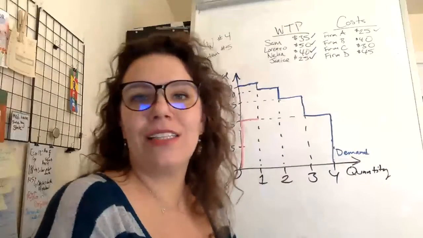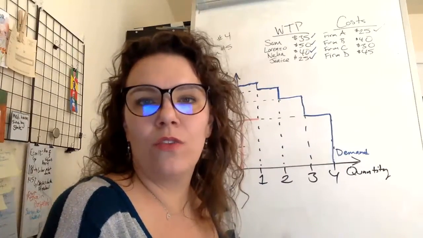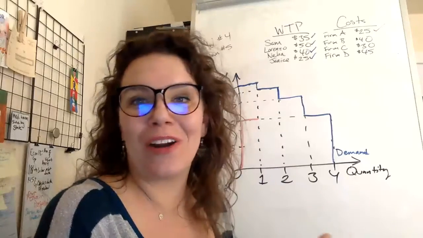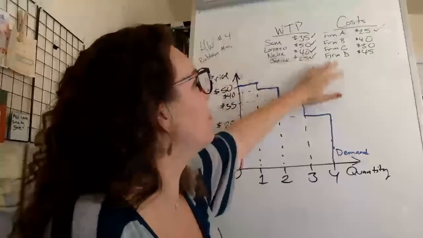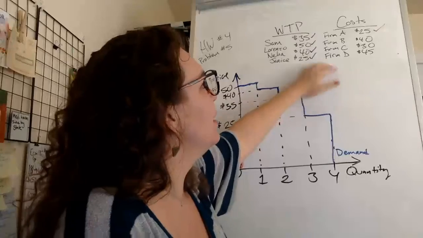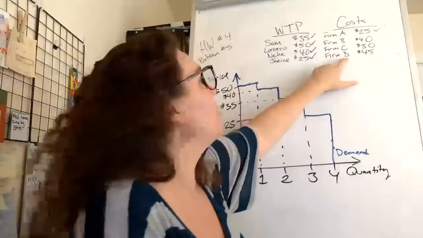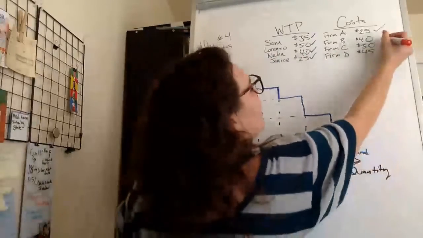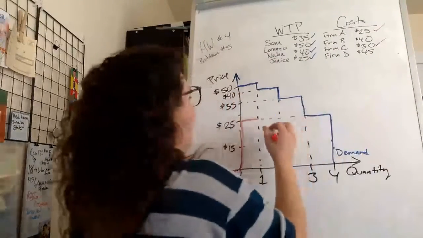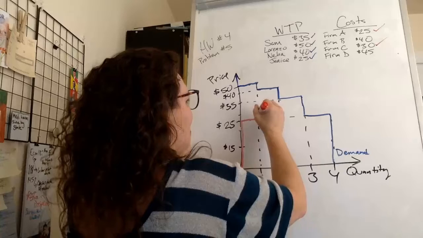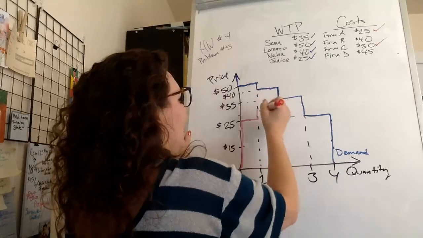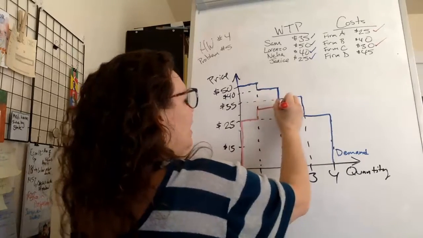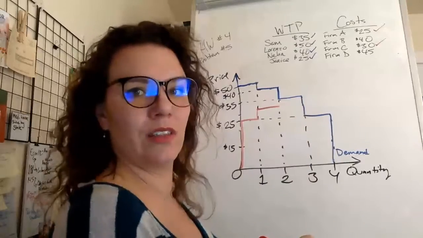How high does the price have to be for the quantity to increase to a quantity of 2? Well, that depends on who's going to enter the market next. Firm D has a cost of $45, firm B has a cost of $40, but firm C has the next lowest cost at $30. So when the price rises up to $30, they will enter the market, and we'll get a quantity of 2. So far, so good?